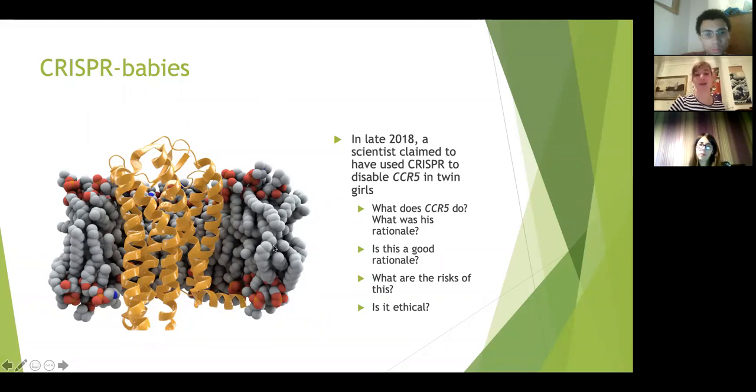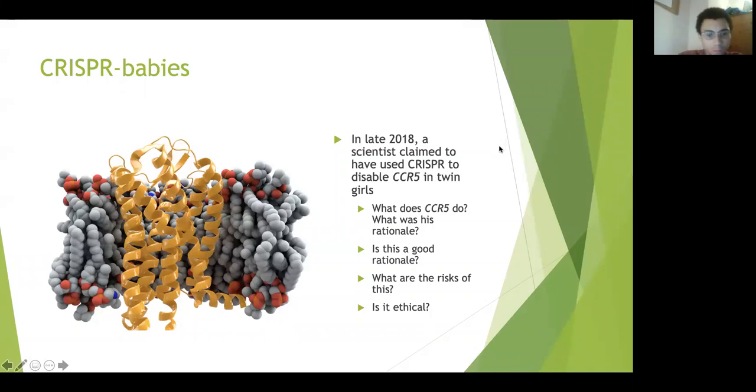So in late 2018, a scientist claimed to have used CRISPR to disable a gene called CCR5 in twin girls. Does anyone know what CCR5 does? I'm expecting no, but if you want to Google and then just tell me in the chat. Oh, Iman, oh my goodness. Okay. I don't have a favorite participant, but you're near the top of the list is all I'm going to say. Yes, it was to prevent HIV infection, his rationale for removing this gene.